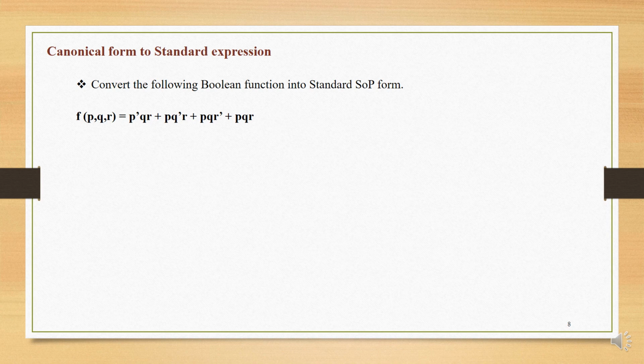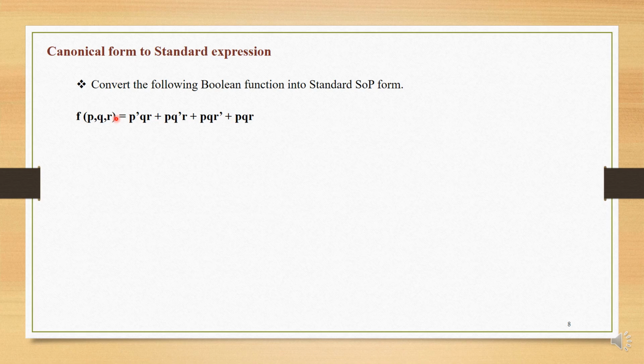The canonical form to standard expression. Now let us convert the following Boolean function into standard SOP form. The given function is f of p, q, r equal to p bar qr plus p q bar r plus p q r bar plus p q r. Now you need to convert this Boolean expression into standard SOP form.